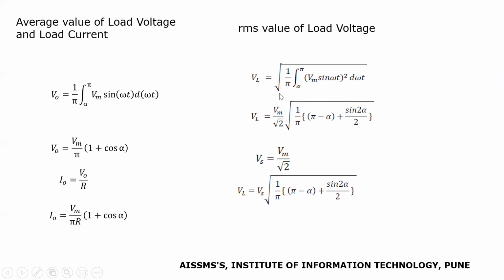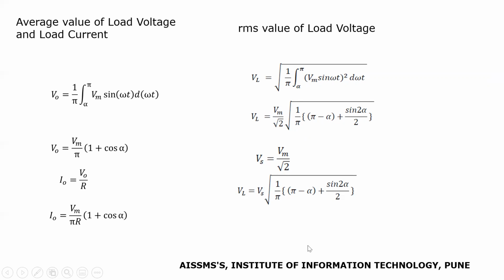And when we solve this equation, we get the RMS value of load voltage as VL is equal to Vm upon root 2 into square root of 1 upon pi into pi minus alpha plus sine 2 alpha upon 2. In this equation, Vm upon root 2 is Vs. So we can replace this with Vs and write the equation for RMS value of load voltage as VL is equal to Vs square root of 1 upon pi into pi minus alpha plus sine of 2 alpha upon 2.